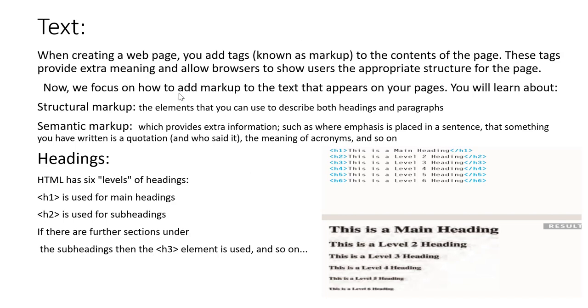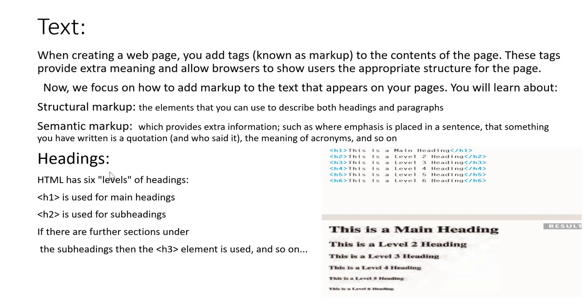Now focus on how to add markup to the tags that appear on your pages. You will learn about structural markup and semantic markup, the elements that you use to describe both headings and paragraphs. If you want to describe both headings and paragraphs, then you will use structural markup. Semantic markup provides extra information. We will learn about this later.